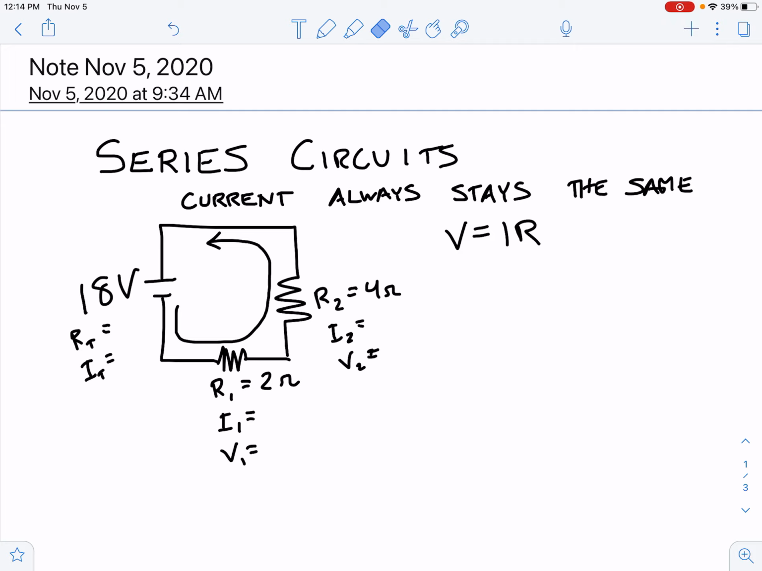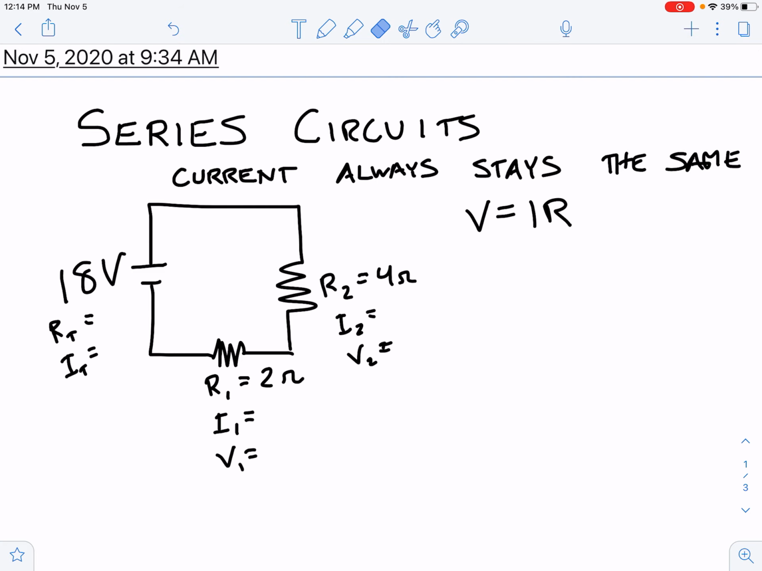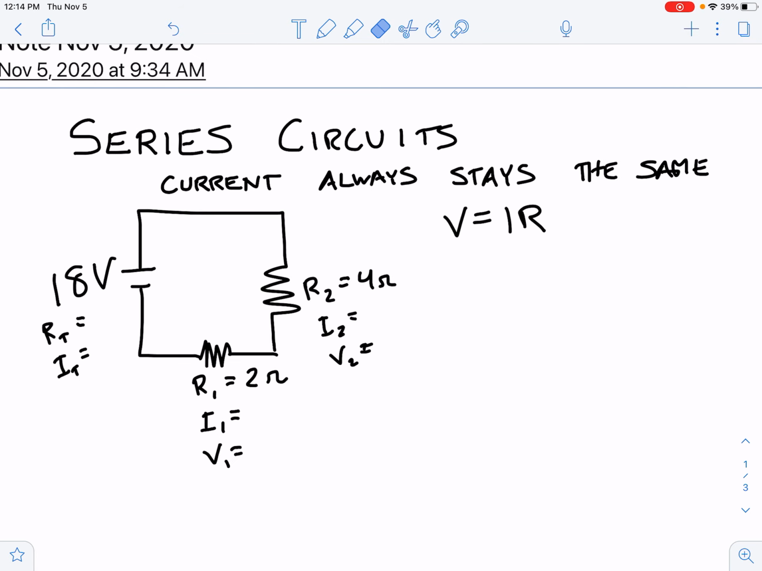So here we have just a basic series circuit where we have two resistors in series and an 18-volt battery. Okay, and so here we're going to be looking at this, and one thing to remember about series circuits is that current always stays the same. And here's our famous equation, V equals IR.